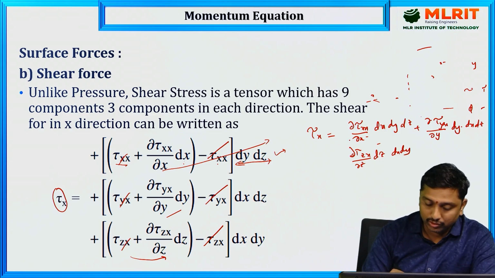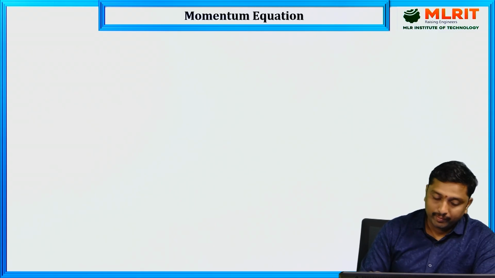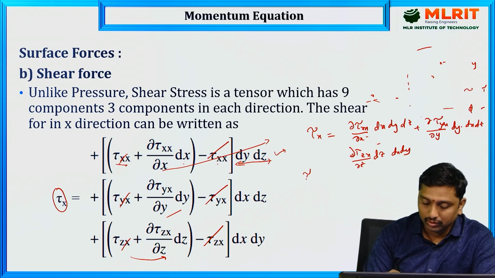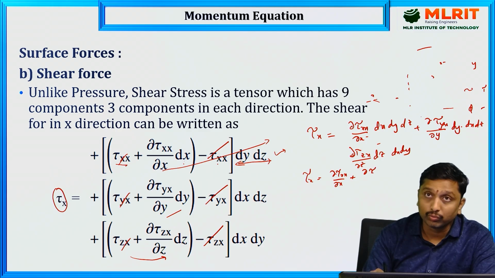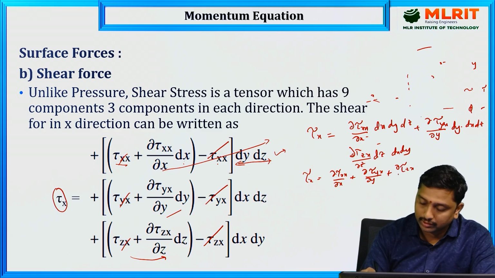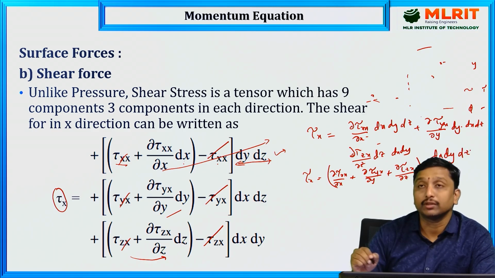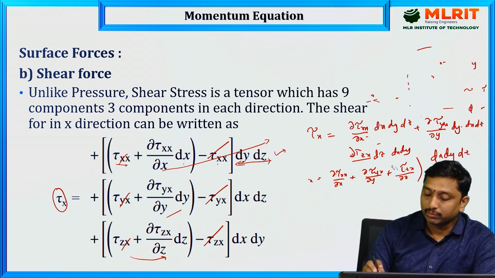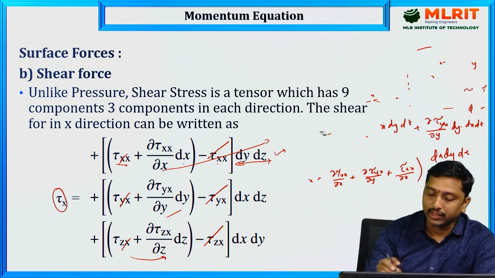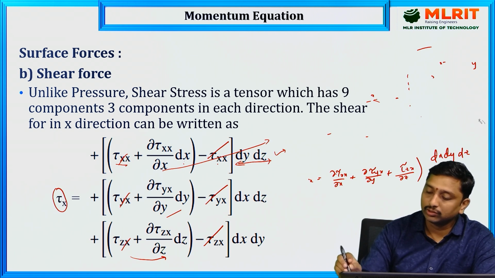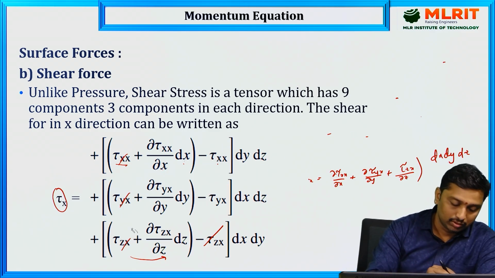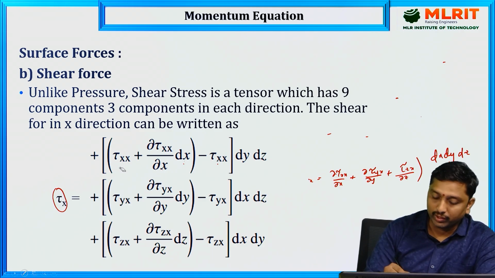So when we sum up this equation, you can write tau x is equal to dou tau xx by dou x plus dou tau yx by dou y plus dou tau zx by dou z into dx dy dz. So this is going to be the expression for shear force in x direction. Similarly, we can do it for y and z directions, where we can rewrite this equation in y and z direction forms. So hope you understood the expression for tau x.